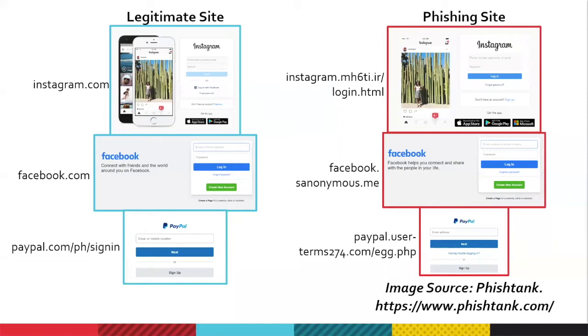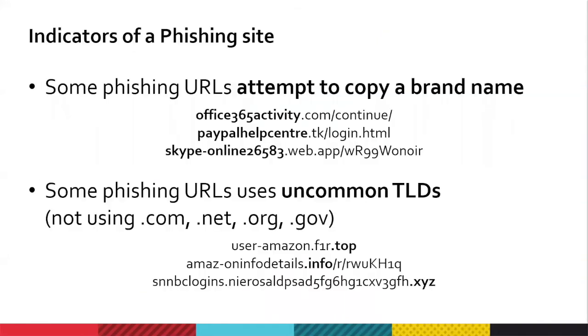And this is because phishing sites or phishing URLs will always attempt to copy your brand name, or at least most of the time to copy your brand name. Like Office 365 Activity is copying office.com. PayPal Help Center.tk is copying paypal.com. Skype-online is copying skype.com. And another thing is that they share the same aspects as a scam URL using uncommon TLDs like .top, .info, and .xyz. Remember that they will always try to replicate the brand name whenever they can.